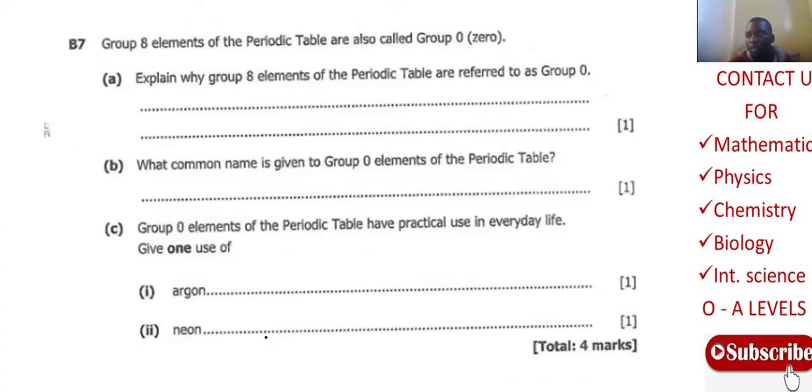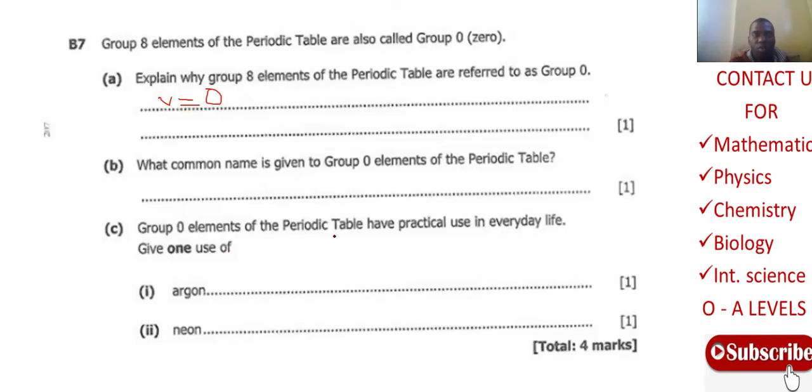Go to B7. So B7, the question reads, Group 8 elements of the periodic table are also called Group 0. Explain why Group 8 elements of the periodic table are also referred to as Group 0. So the answer is very simple. They have a valency of 0, meaning they have no valence. What common name is given to Group 8 elements of the periodic table? So these guys are known as noble gases. Okay, they are called noble gases.